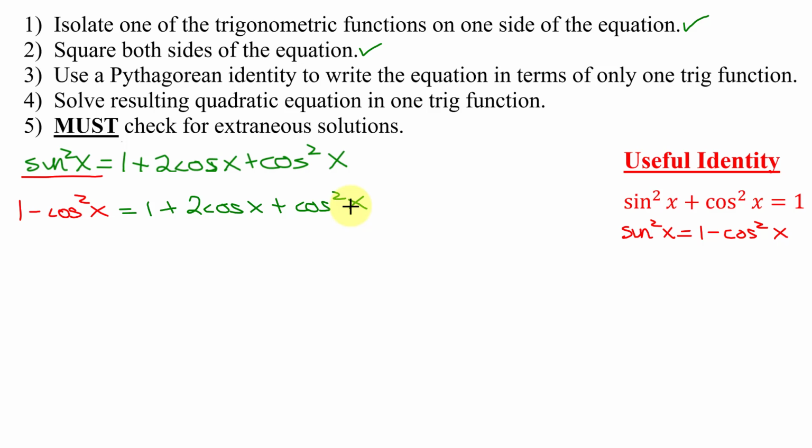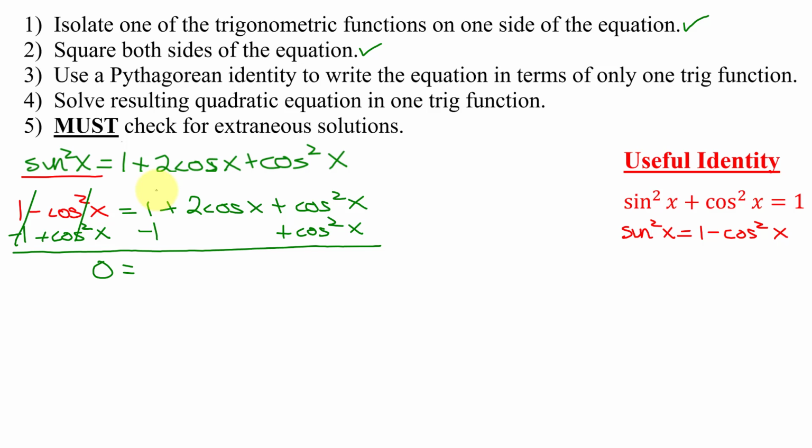So now this is a quadratic equation. I want everything on one side, 0 on the other. So I'm going to subtract 1 from both sides and add cosine squared x to both sides. So on the left-hand side, I'm just going to get 0 equals 1 minus 1 is also 0. So I'm going to get 2 cosine x plus cosine squared x plus cosine squared x is 2 cosine squared x. So I have a quadratic equation. I have 0 on one side.